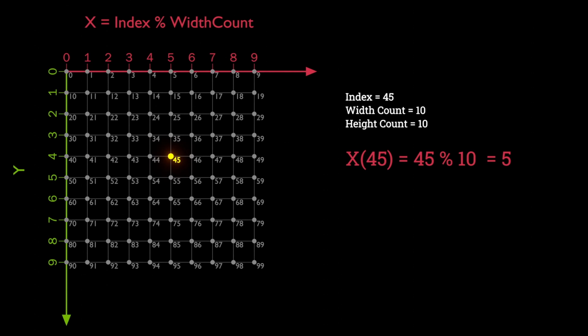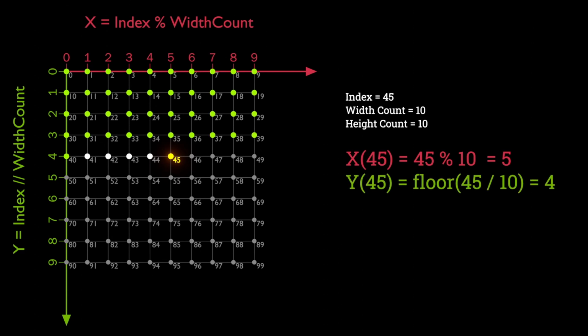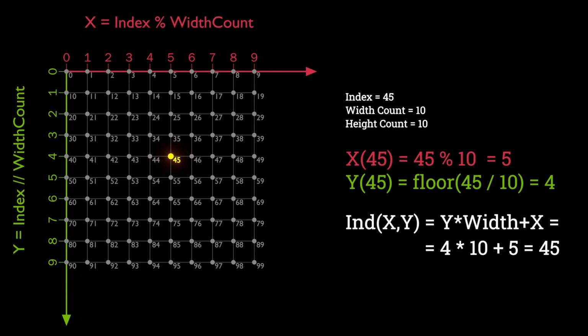To get the y coordinate, we have to divide the index by the width count and floor the result. It's like figuring out which row the cell belongs to. The whole number part of this division gives us the y coordinate, that's why we have to floor it. To convert this back, we basically have to reverse this. This means that we will multiply the y coordinate by the width count and then just add the x coordinate.